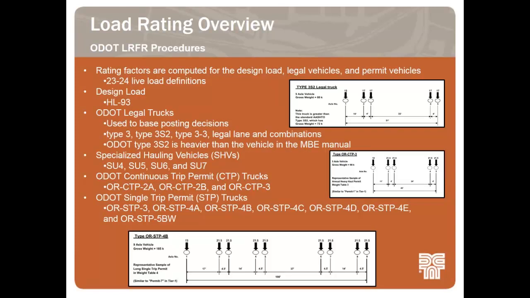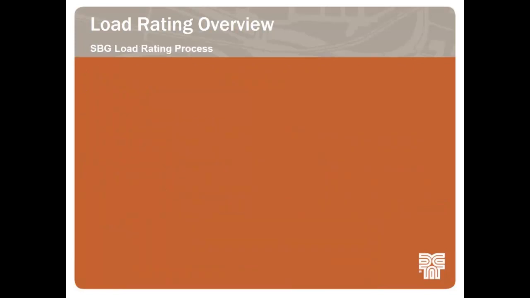For the ODOT load rating procedures, it includes 23 to 24 live load definitions, depending on the structure type, regarding span length and negative moment at interior supports. They have the standard legal trucks and specialized hauling vehicles, and then also have 3 continuous trip permit trucks and several single trip permit trucks.